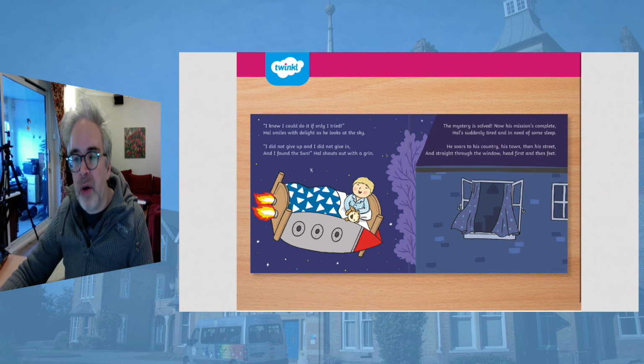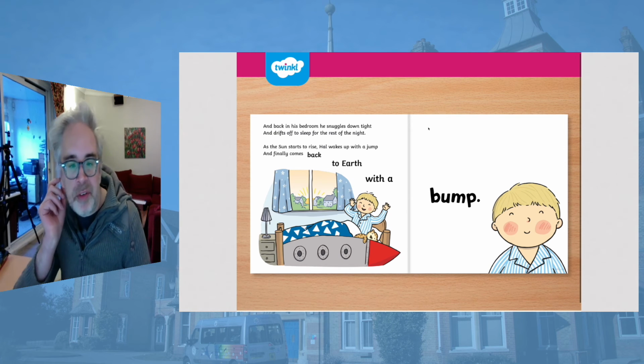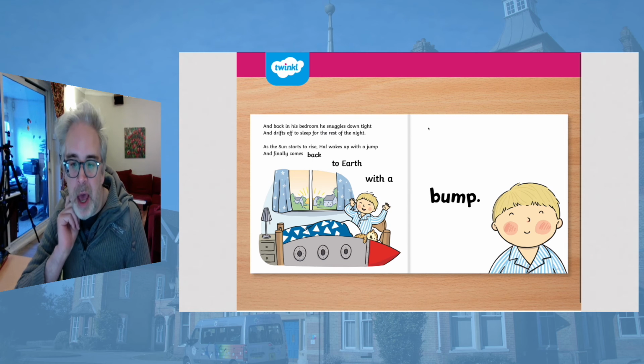Hal, suddenly tired, in need of some sleep, soars to his country, his town, then his street, and straight through the window, head first and then feet. And back in his bedroom he snuggles down tight and drifts off to sleep for the rest of the night. As the sun starts to rise, Hal wakes up with a jump and finally comes back down to Earth with a bump.